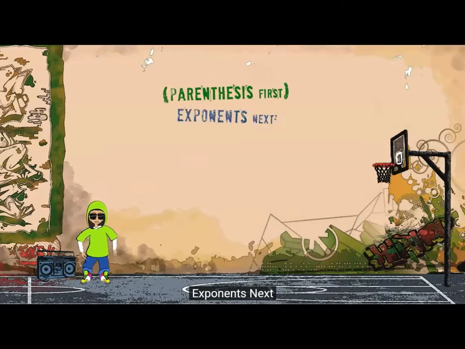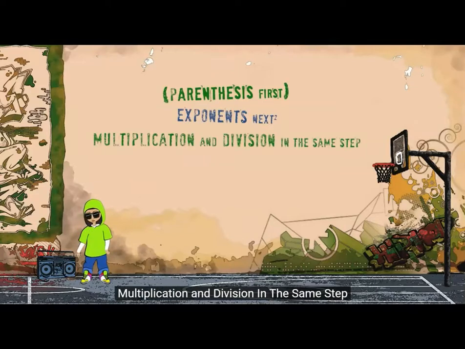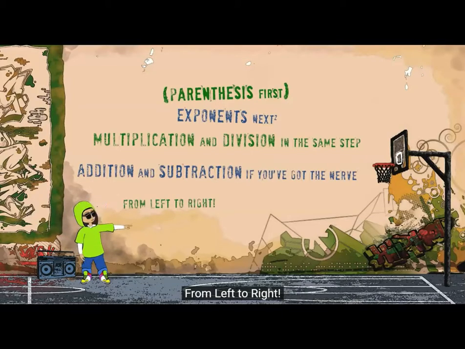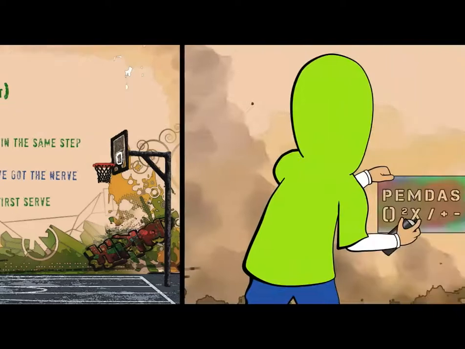Parentheses first, exponents next. Multiplication and division in the same step. Addition and subtraction, if you got the nerve. From left to right, first come, first serve.